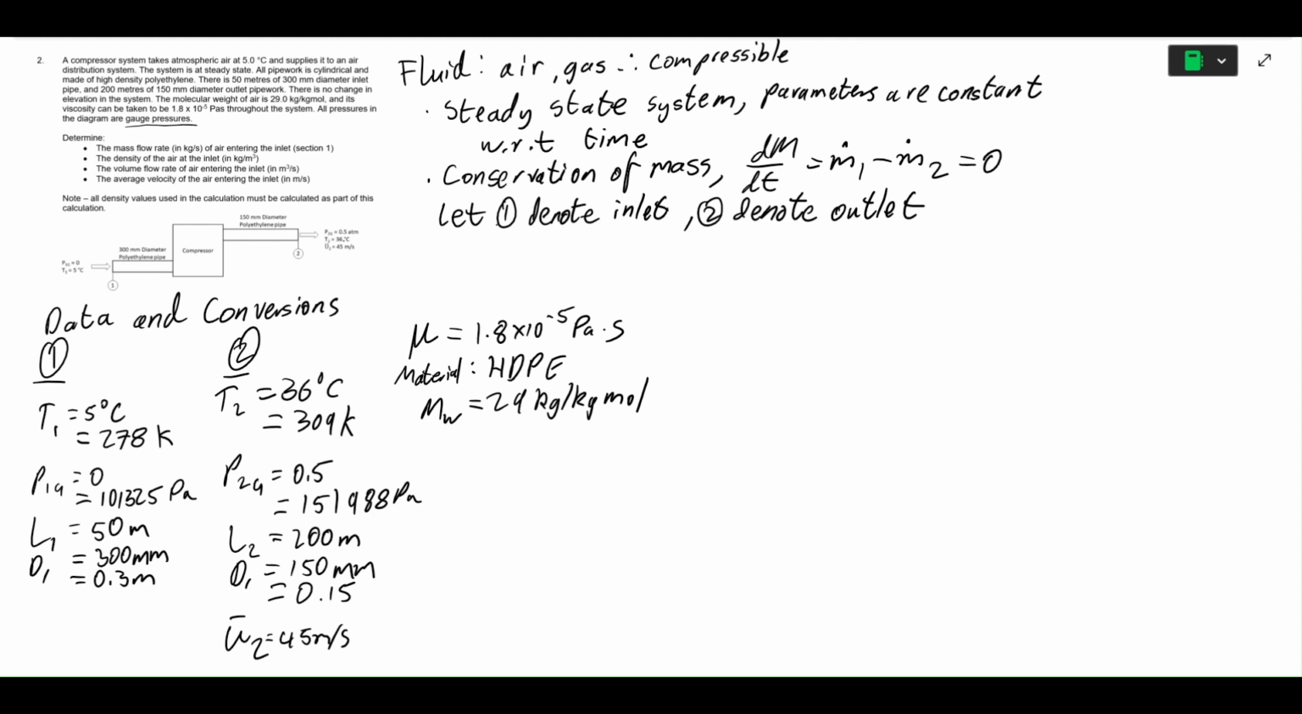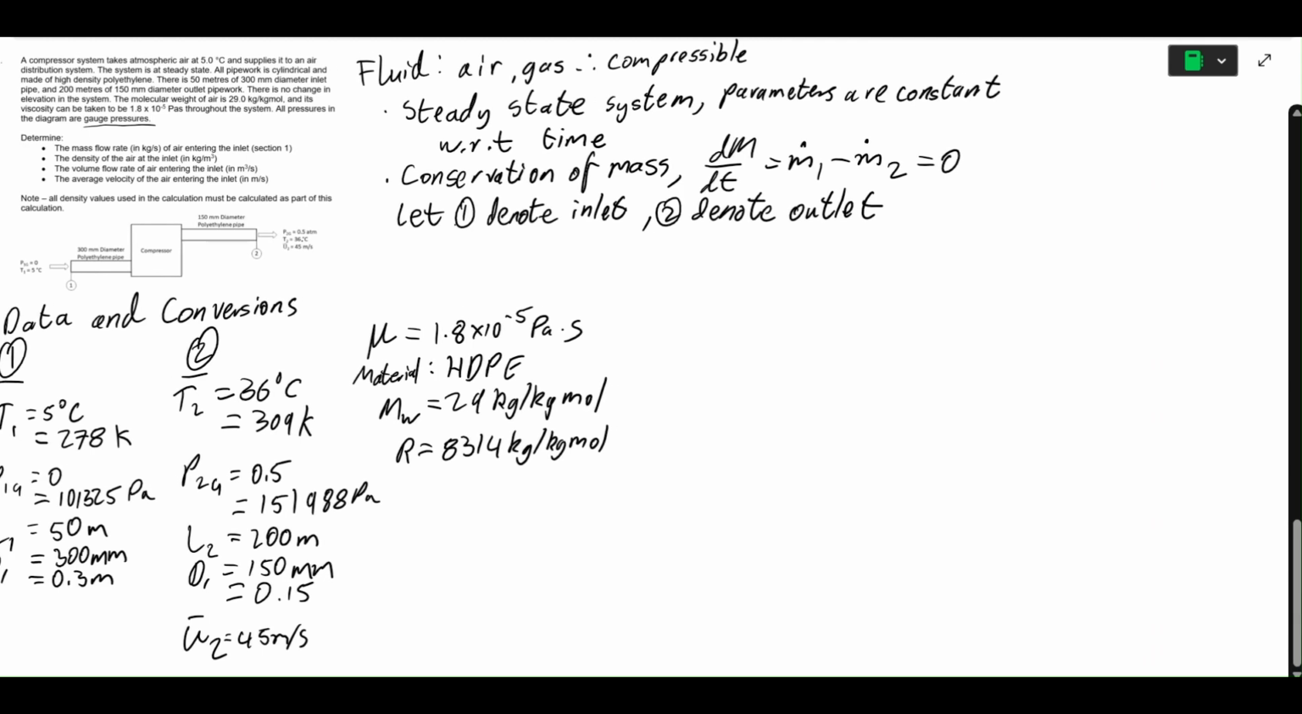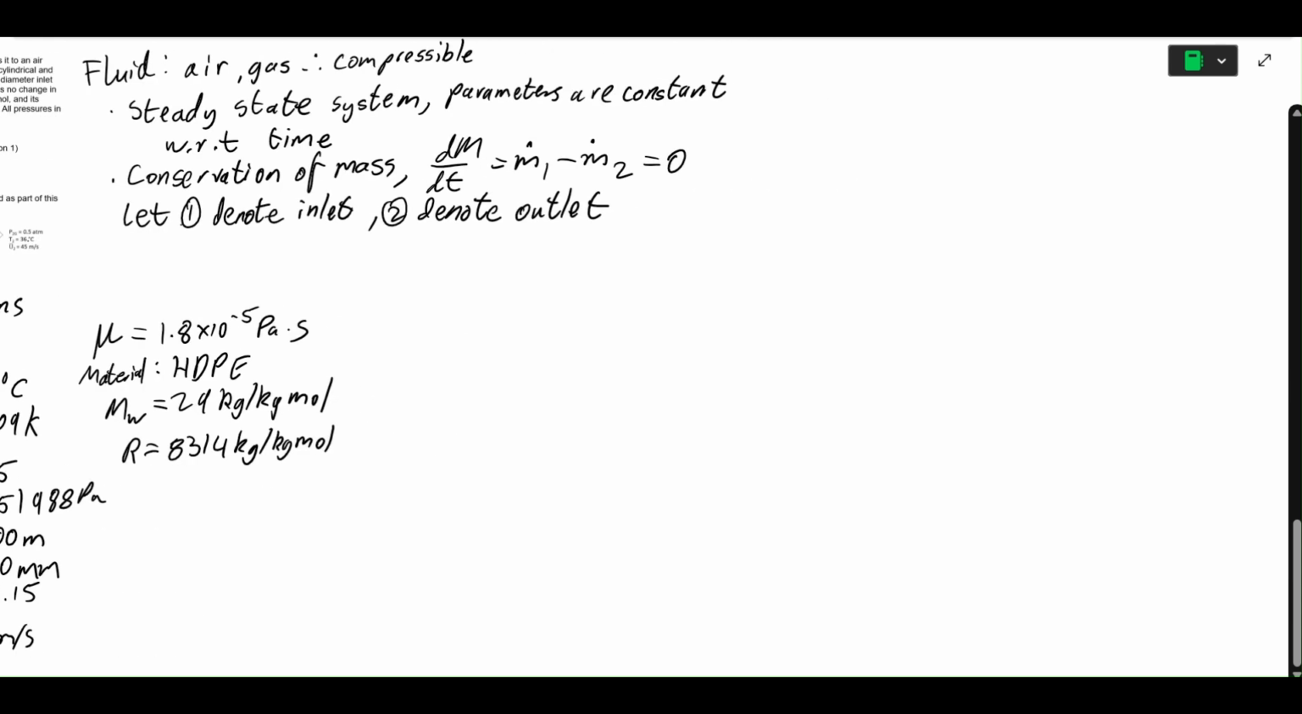Now, straight off the bat, we're going to use the ideal gas law to find the density of the air at the outlet. With that, we will say R is equal to 8314 joules per kilogram mole kelvin. If it was grams per mole, I think that's the usual unit, it is 8.314, but that is the ideal gas constant. So, first of all, we'll find the mass flow rate at the outlet. But to do that, we need the density of the air. We can work out the density of the air at both ends. So, let's find it at 1 first.